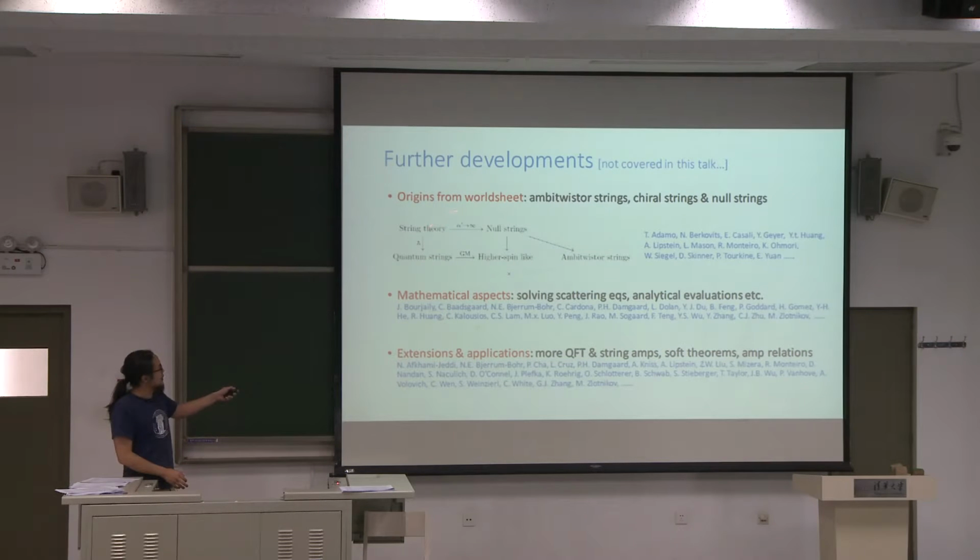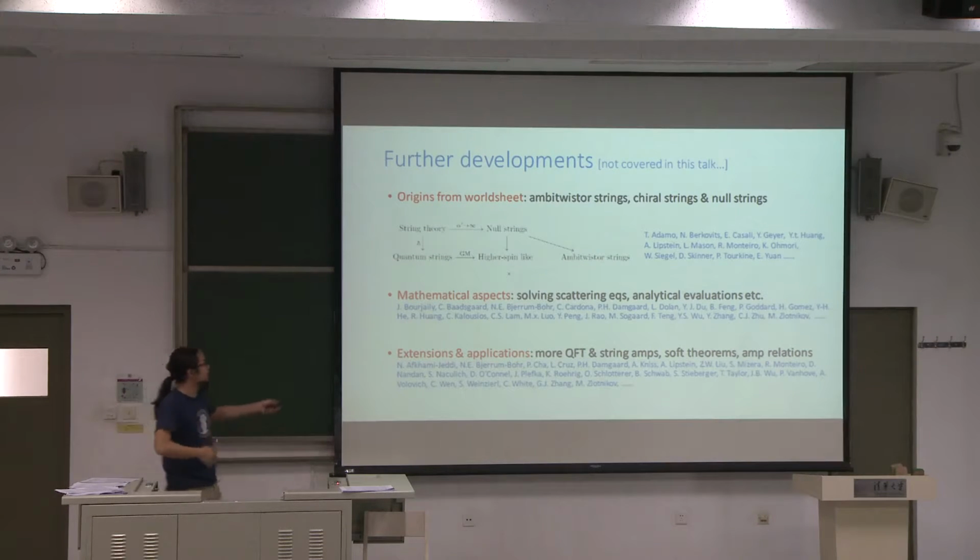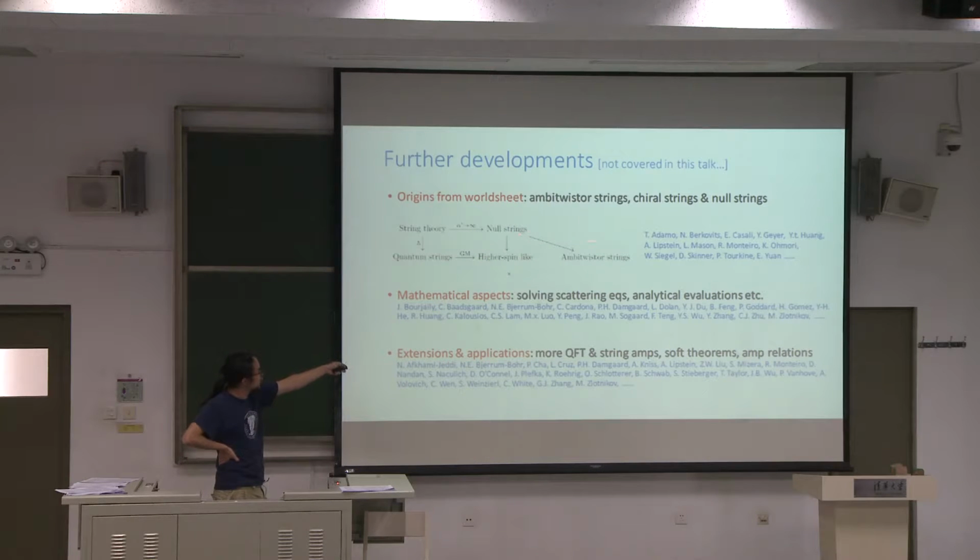For example, the origin, as I mentioned, is this ambitwistor string, chiral string. Actually, they both come from this null string, which is the alpha prime to infinity limit of classical string theory. Usually, when we take alpha prime to infinity, we say, okay, let's quantize it. You get the usual Gross limit of quantum string, where you have an infinite tower of massless excitations. You have all these higher spins. But then actually there's an alternative quantization that leads to the ambitwistor string or chiral string. That's the origin of this whole formalism through the work of these people.